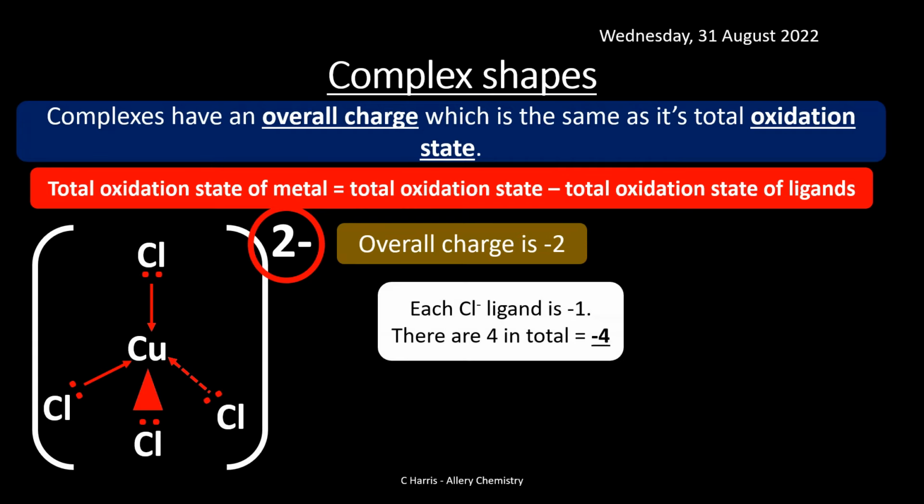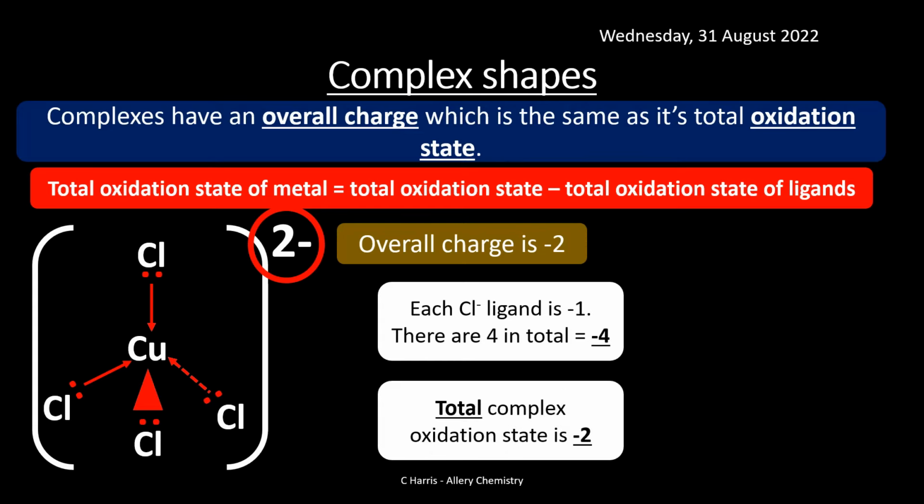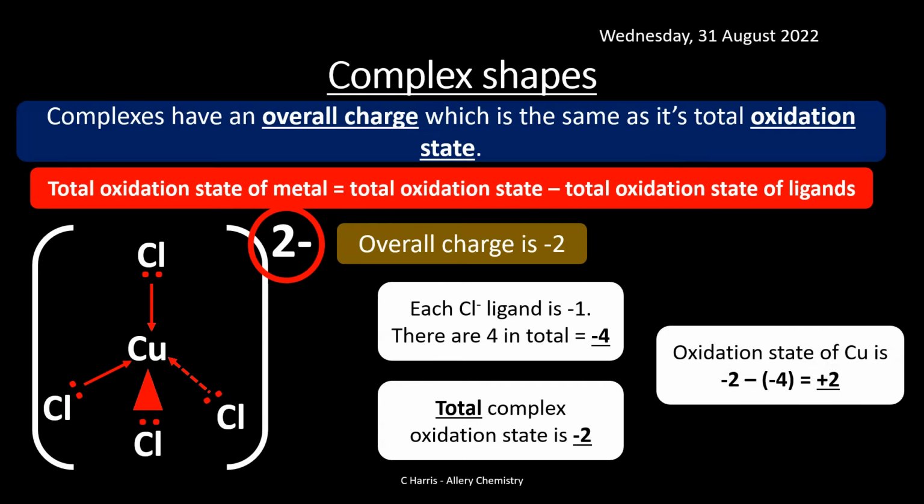Now each Cl- ligand has a charge of -1. So there's 4 of them in total. So that means we have a total oxidation state for the ligands of -4. So that must mean the total complex oxidation state is -2, because obviously that's what we've looked at there. And so therefore the oxidation state of copper in the middle has got to be +2. So that's +2 there, and you've got 4 minuses around there, so that gives you the overall charge of -2. And it's as simple as that. That's how we work out the oxidation state of copper that's in the middle. So relatively straightforward.